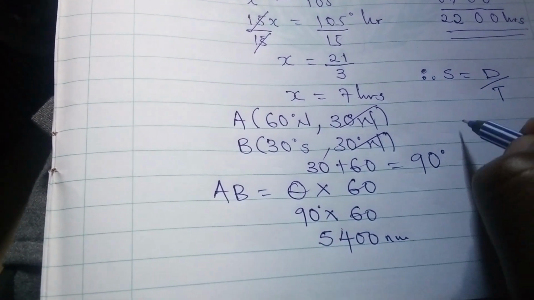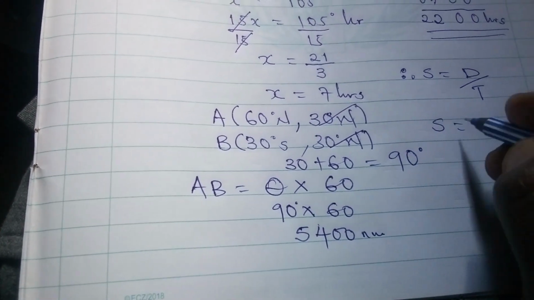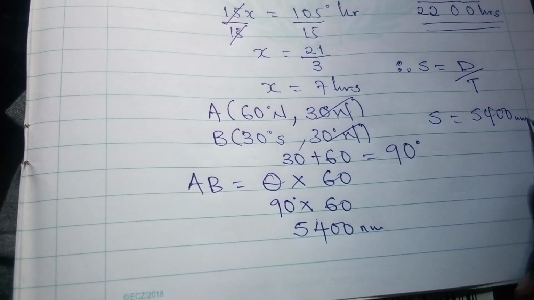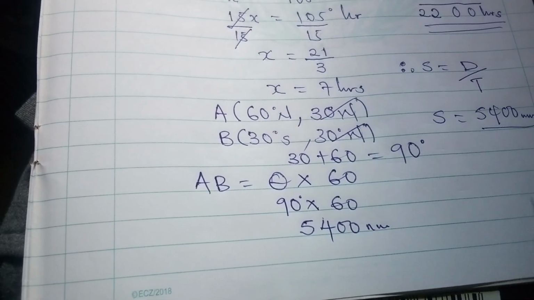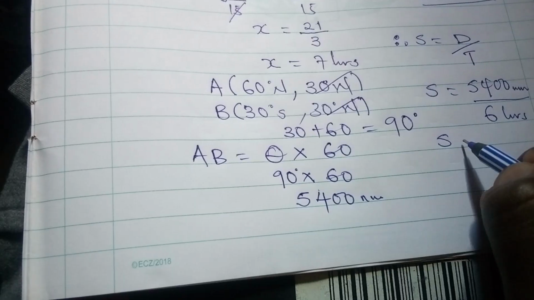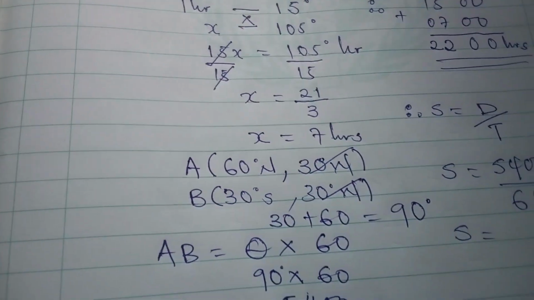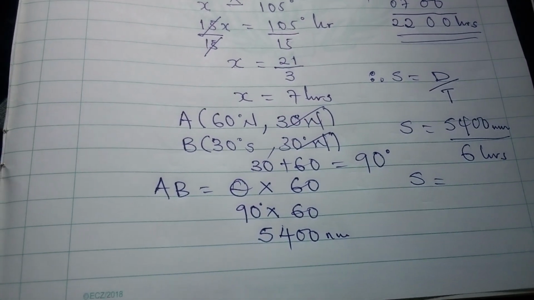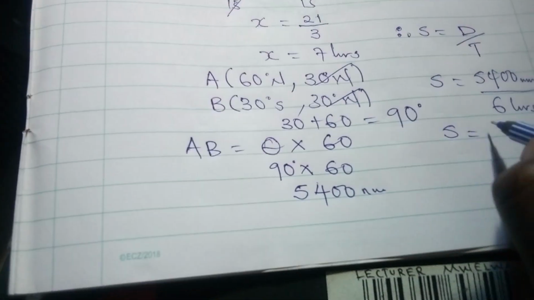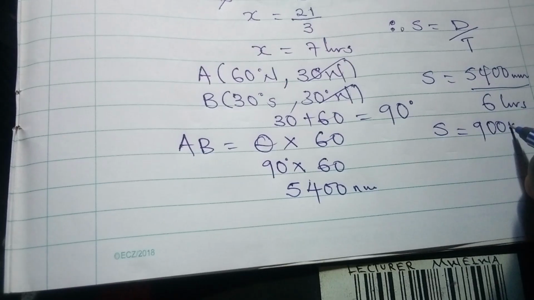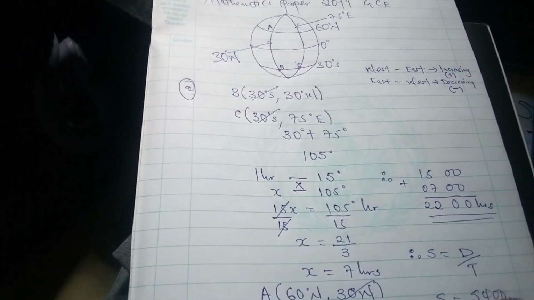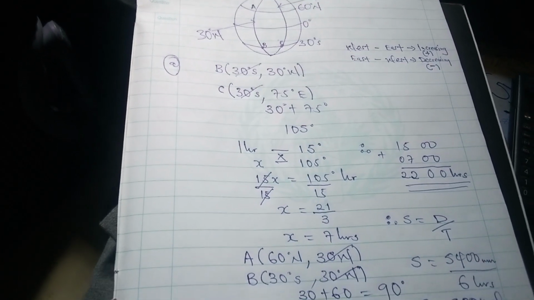The distance that you have calculated, that is 5,400 nautical miles, over the time that was given, which was 6 hours. When you divide, you're going to obtain 900 knots as your speed. So these are the possible solutions that were supposed to be there.